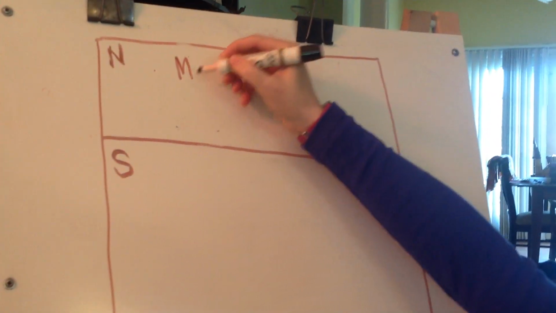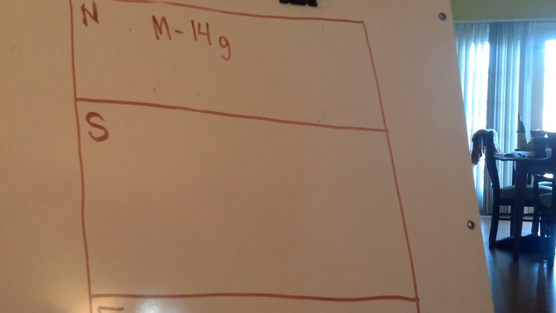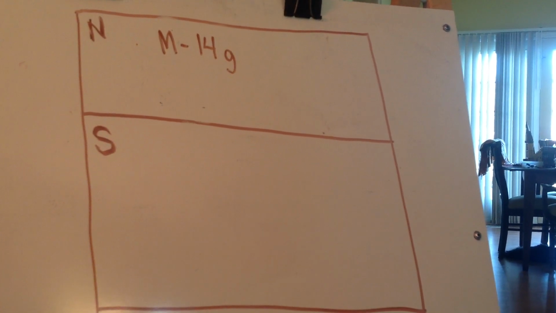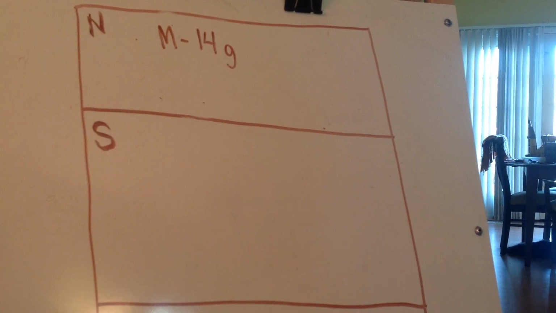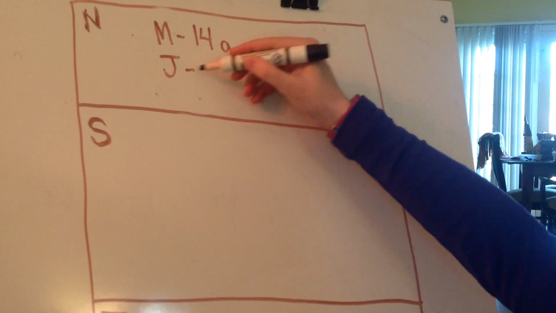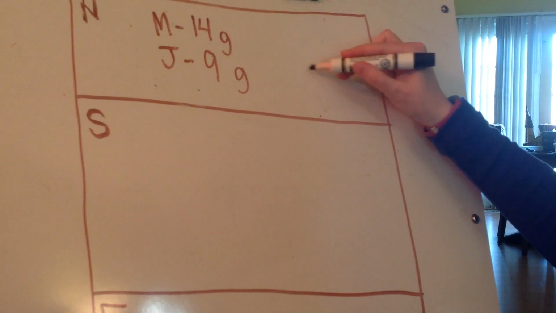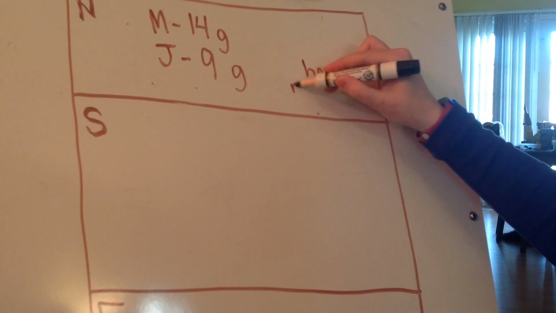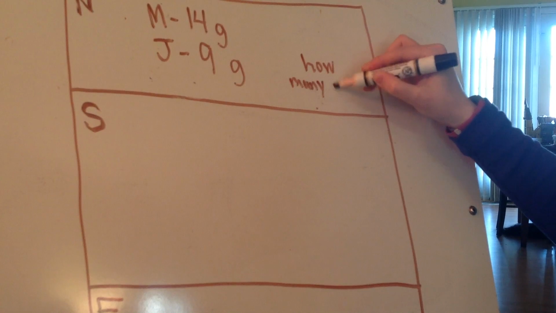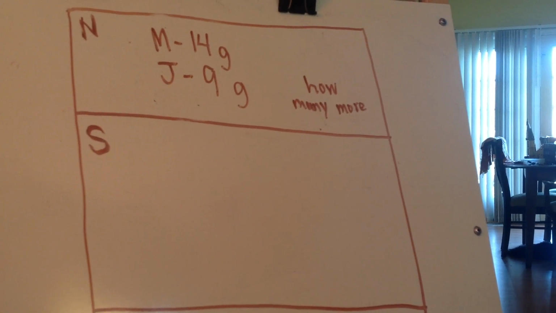Alright, I'm going to take some notes. So Michael counted his Nintendo Switch games, and he had 14. I'm going to put a G for games. I think I'm allergic to dry erase markers. And Jonathan had 9 Nintendo Switch games. And then I asked, how many more games did Michael have than Jonathan? Pause your video and solve this problem.